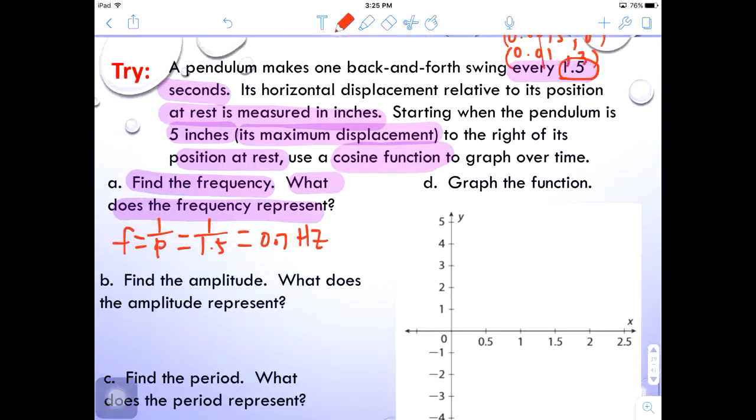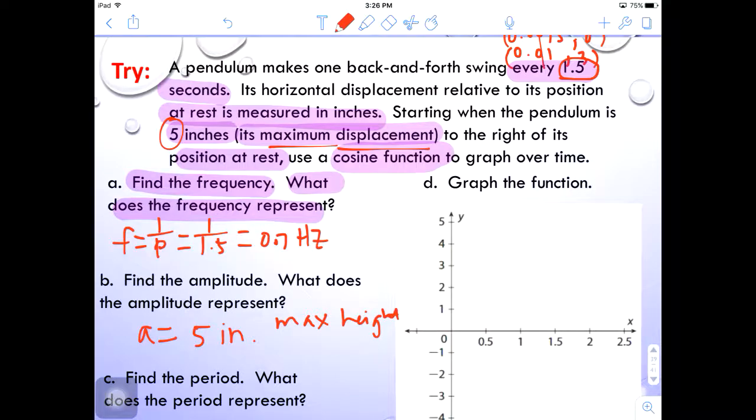B says find the amplitude. A is equal to, it is given the amplitude, which is 5 right here. So the vertical displacement, that's what it means. The amplitude, which is 5. And that is in inches. And this represents the maximum height.